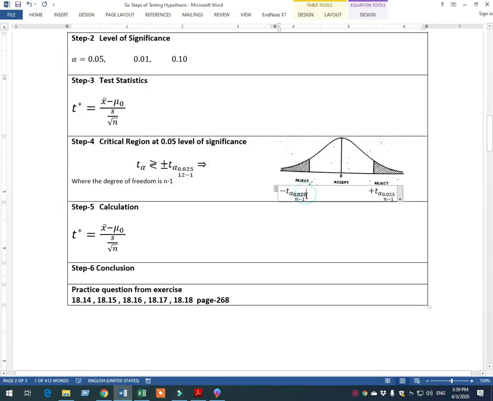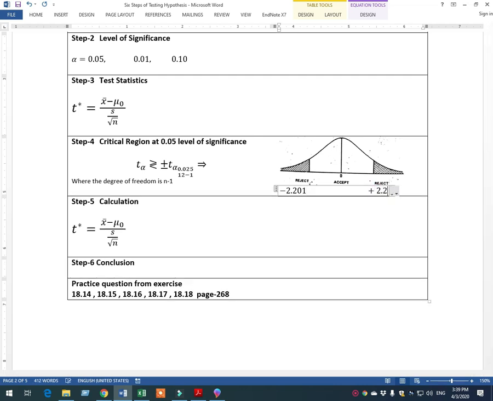So here I can put all these values, like minus 2.201, this is our negative side, and this is our positive side, 2.201. So this is our critical region. If our estimated value is found to be more than the plus side or less than the negative side, then obviously we will be rejecting our H naught.